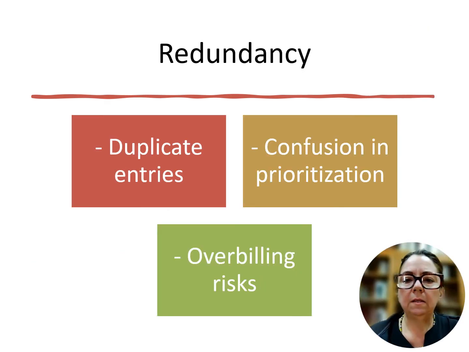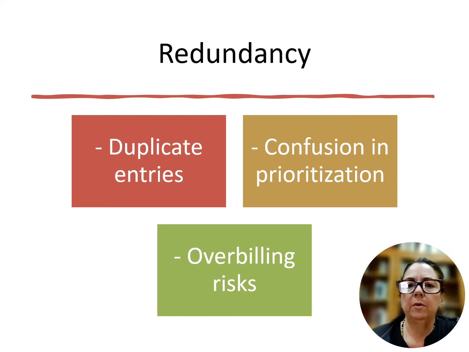And redundancy, this kind of falls in line with the last one. Duplicate entries, I see this in the problem list quite a lot. Confusion in prioritization, listing hypertension and high blood pressure as separate entries can be an example of that, but maybe they're both listed on the problem list. Redundant entries can confuse the healthcare team and make it harder to prioritize issues.